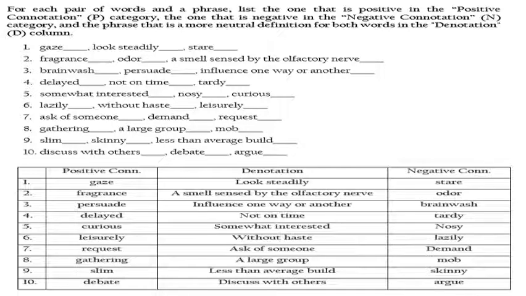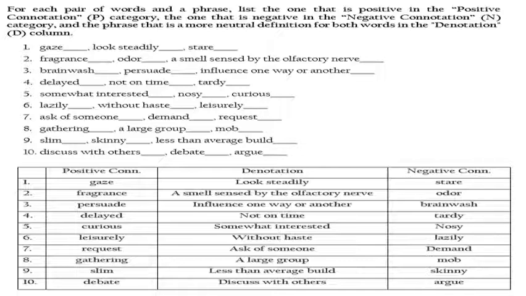Read each pair of words and a phrase. In each pair of words and a phrase, list the one that is positive in the positive connotation, P category, the one that is negative in the negative connotation category, and the phrase that is the more neutral definition for both, as it is written in the dictionary, in the denotation D column. Gaze, look steadily, stare. So gaze is positive. When you gaze at something, you like it.